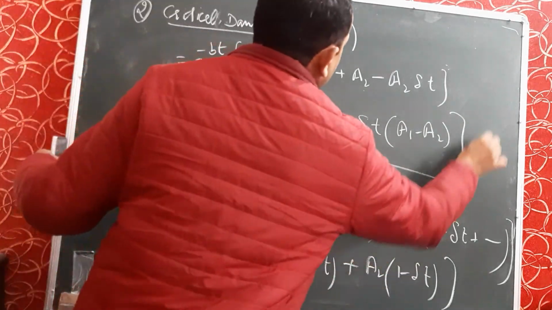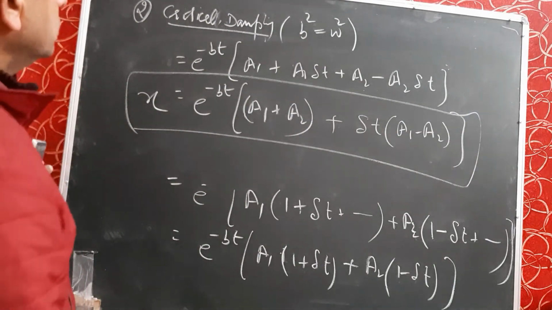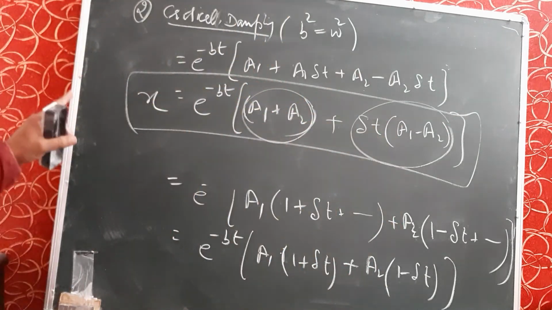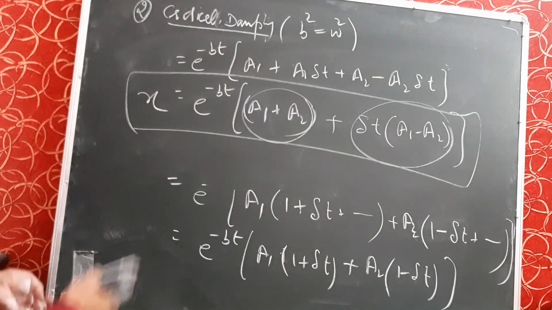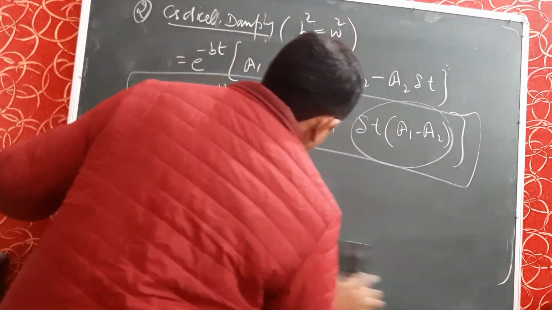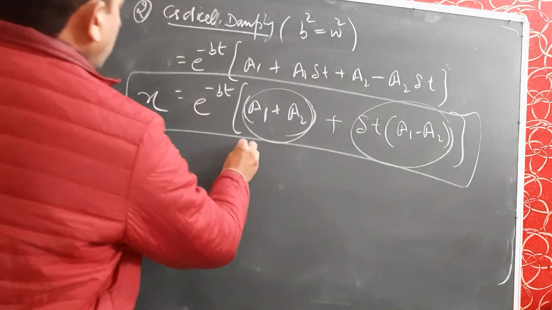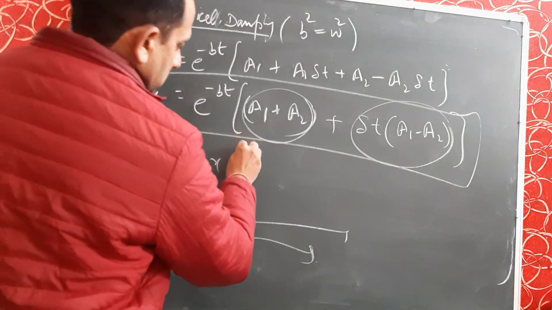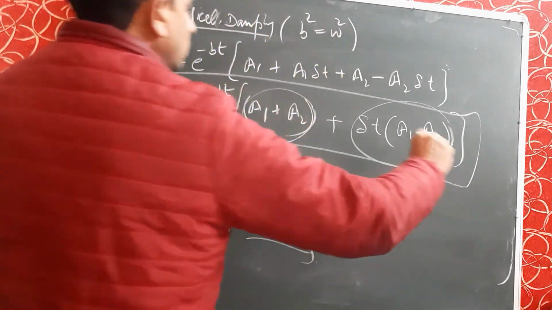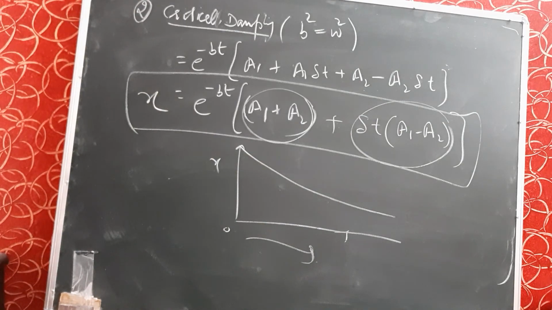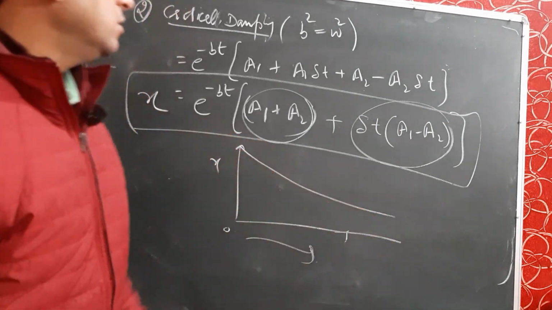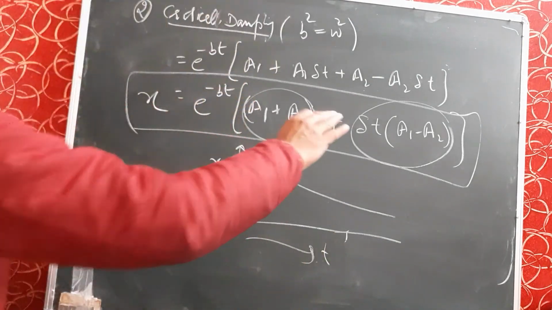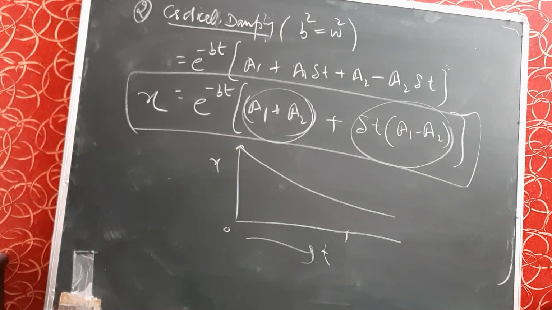Now, this solution is acceptable. Why? Because it consists of two terms, the first term and the second term. This solution is called the critical damping solution. If we plot the graph between x and t, we will get this type of graph. The damping is slow, and it will reach 0 only at very large values of t. So, this is the case of critical damping.